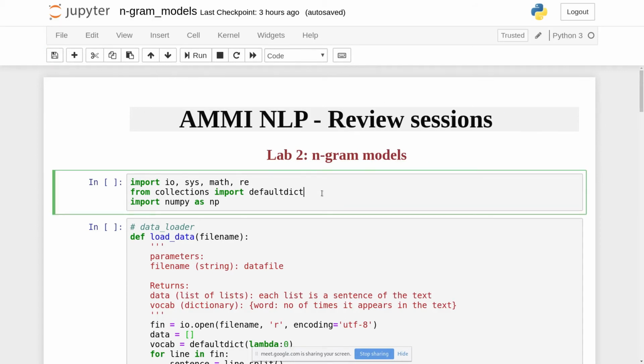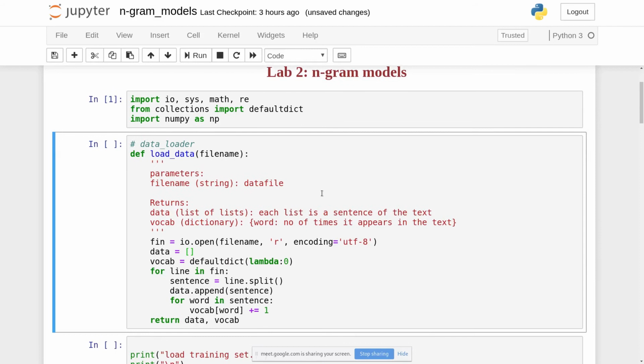So we'll start with the imports, and the first function here is the data loader. It takes the file name, the data file, and processes it. The data file is an example of a big English text, and it returns two objects. The first object is a list of lists, where each list is a sentence from the text. Each sentence starts with the start token and ends with the end token.